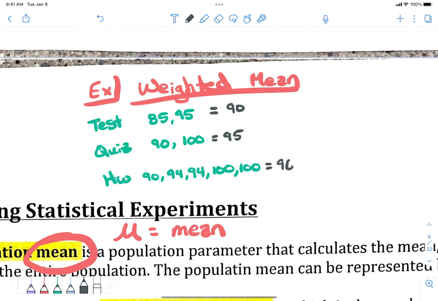Somebody want to check me? 95.6. It'd be 95.6. Okay, now, just because 95.6 is the average of those 5.